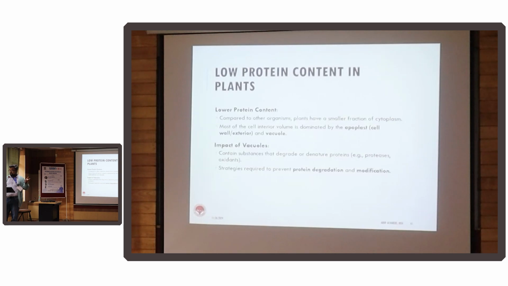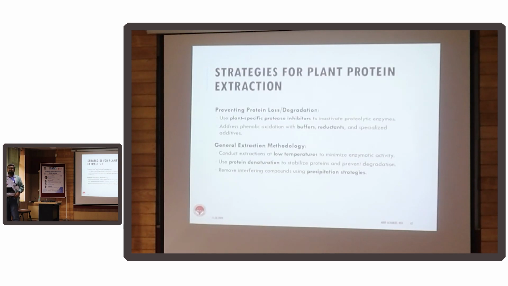So there are a few strategies that you can use. First is to prevent protein loss and degradation. You can use plant-specific protease inhibitors. Also, you can address phenolic oxidation with buffers, reductants, and specialized additives. So you need to know the chemistry of the plant that you're working on, and based on that, you have to add buffers. The best part is to look up the research articles that people have written, and any specific books that deal with plant proteomics. This is not what most people do, so you have to look up specialty areas.